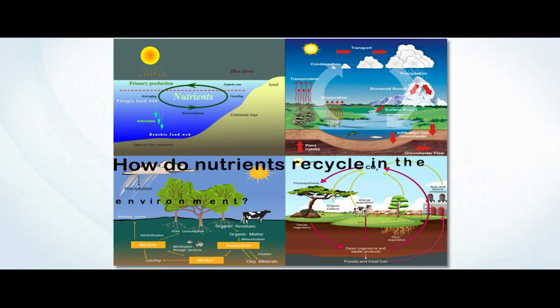I have a quiz question for you. How do nutrients recycle in the environment? You are correct. The nutrients are cycled through the environment by the process of the biogeochemical cycle. After having learned so much on biogeochemical cycles, let's explore.